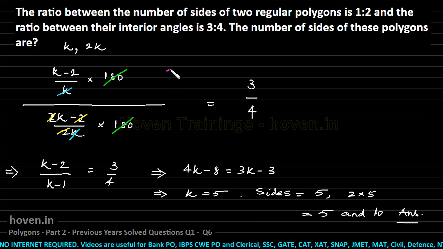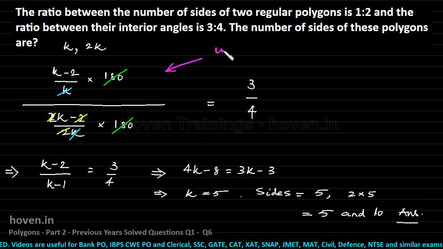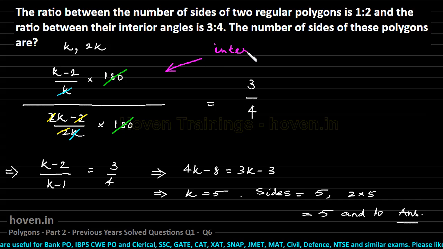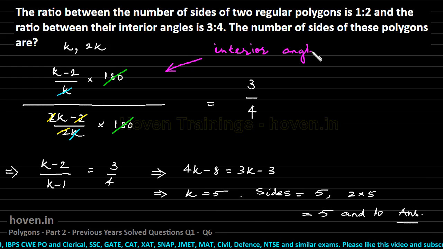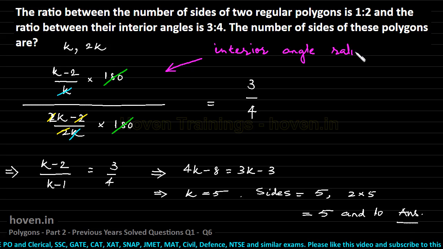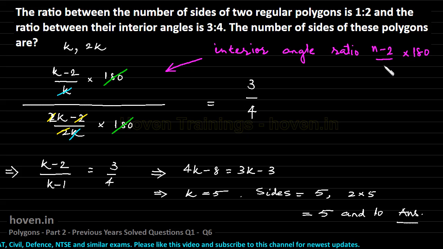Let me label it. This is the interior angle ratio. Let me write the formula also. (n minus 2) into 180 by n.